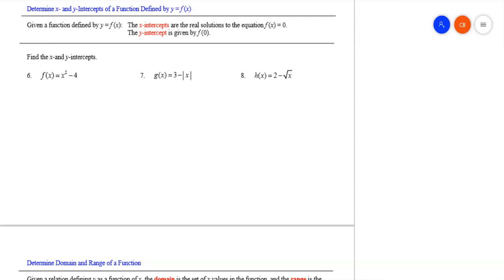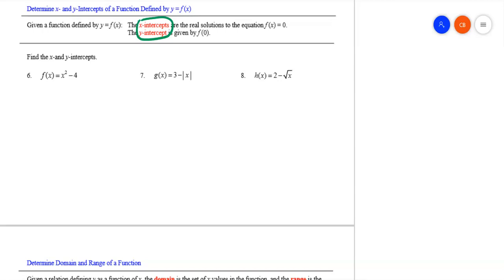Hello everybody, welcome back to part 3 now of the 2.3 notes about functions and relations. There's just a lot of material here, but I want to try to get through a couple of topics. We have this idea about the intercepts, the x-intercept and the y-intercept. We're going to talk about these, and then we're also going to talk about domain and range in this video.